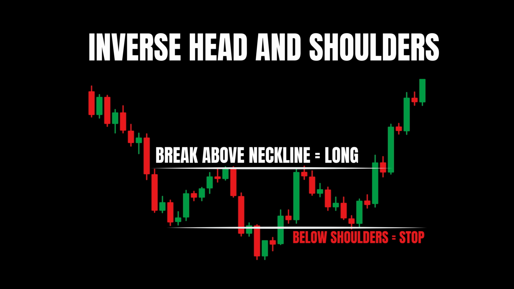All right, how about an inverse head and shoulders? Where do we enter and where is our stop? For an inverse head and shoulders, we're looking for a reversal to the upside. So what we do is we draw our entry line at the neckline again, waiting for price to cross above that neckline, then going long. As far as our stop goes, I set my stop a candle below the shoulders.